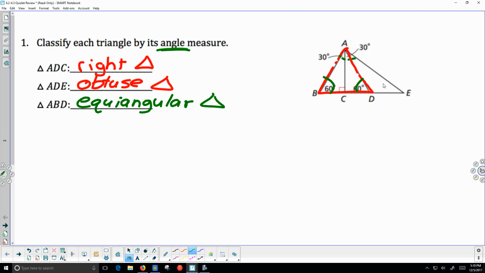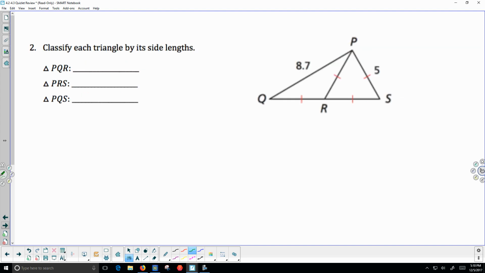We're talking about angle measure here. So although equiangular and equilateral are pretty much the same type of triangle, we want to classify by angle measure, so we say equiangular. All right, moving on to number 2. We want to classify by side length. So now we're looking at the side lengths. We want to look at these tick marks. Those are important for us.